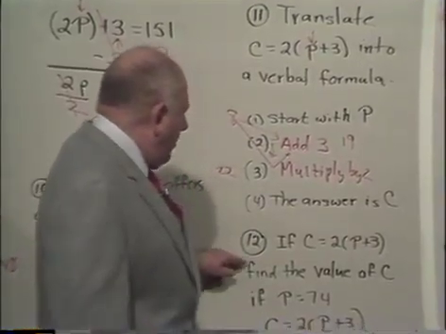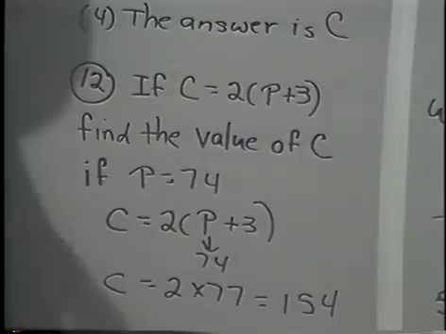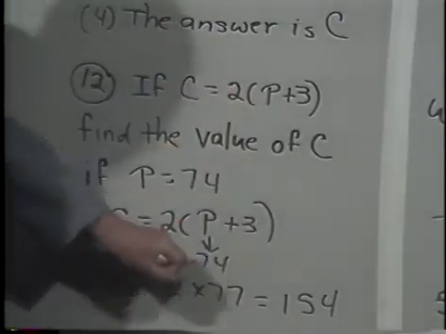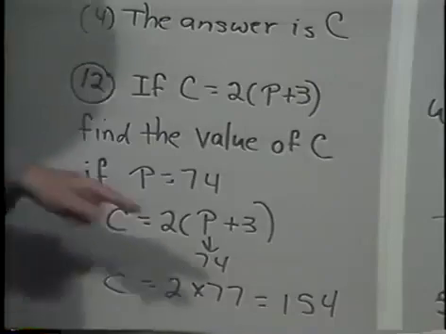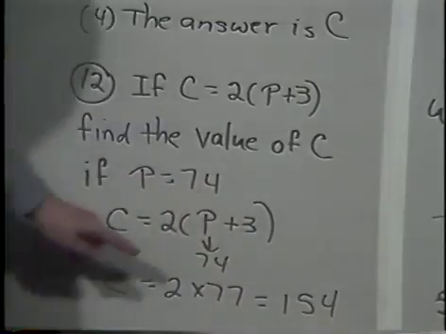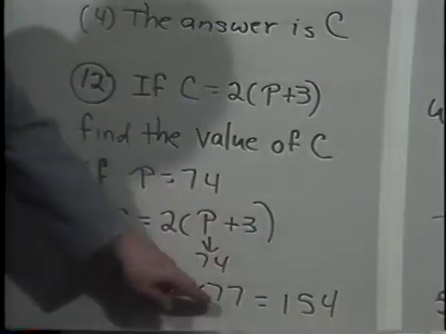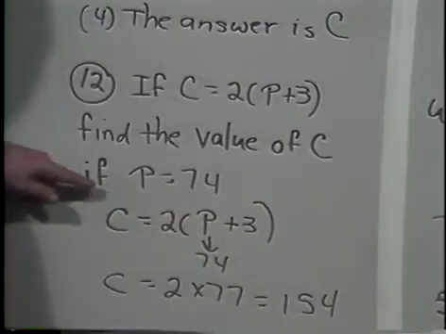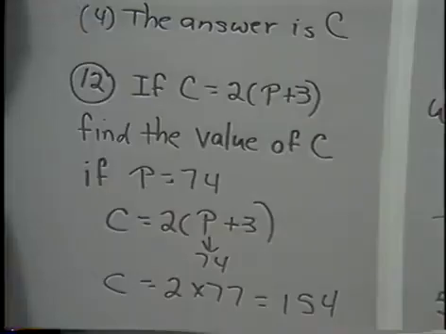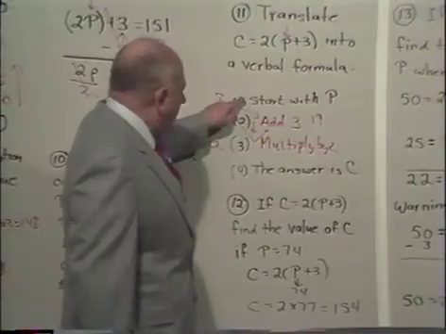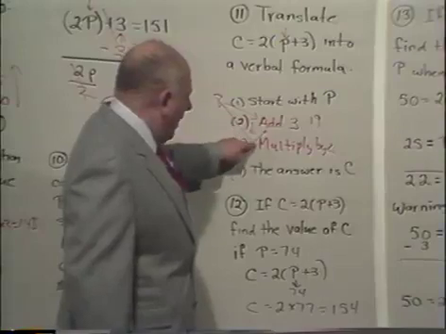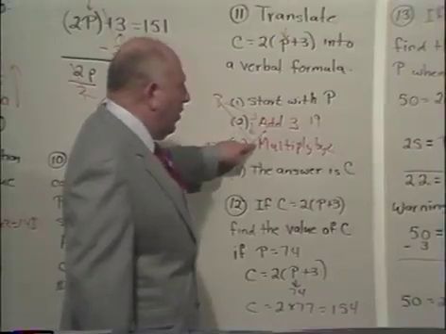Now, if I said to you, find the value of C if p is 74, all you're going to do is replace p by 74 over here. Then you do everything inside the parentheses first. You say 74 plus 3 is 77. 2 times 77 is 154. And isn't that exactly what you'd be doing over here? If you start with 74, you add 3 gives you 77, multiplied by 2 gives you 154.